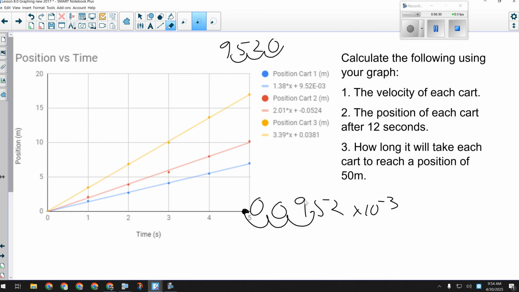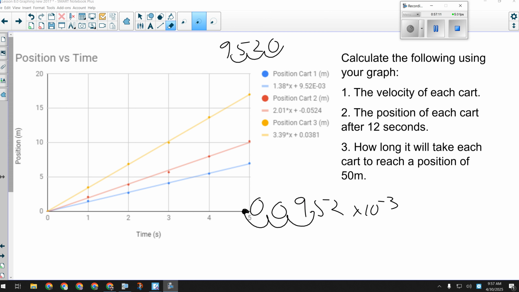Now, what's on here, okay, these 3 questions, is exactly what we're going to be doing tomorrow with our lab. All right? So, we got a little bit of time here. Instead of each cart, I want you to calculate for me the position of cart 3 at 12 seconds, and how long it'll take cart 3 to go 50 meters. Just cart 3, so the yellow line. Okay, so do 2 and 3 for the yellow line.